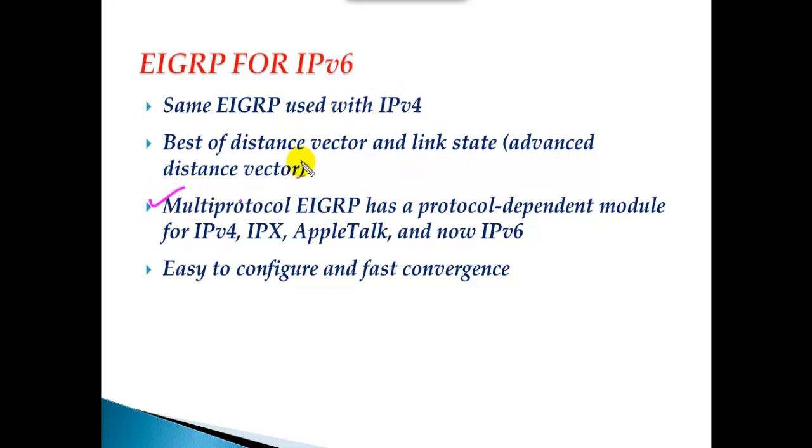And EIGRP for IP version 6 also supports multi-protocol. It not only supports IP version 4, it supports IPX and AppleTalk protocols, and now it also supports IP version 6. That's what we call EIGRP-6. It's easy to configure and has faster convergence, just like we have in IP version 4.